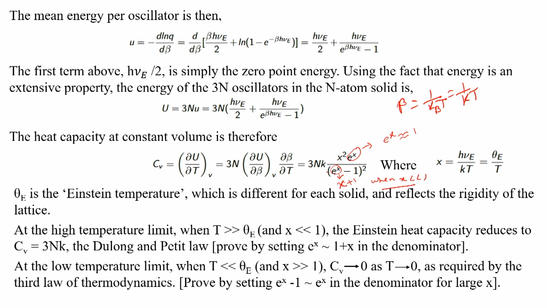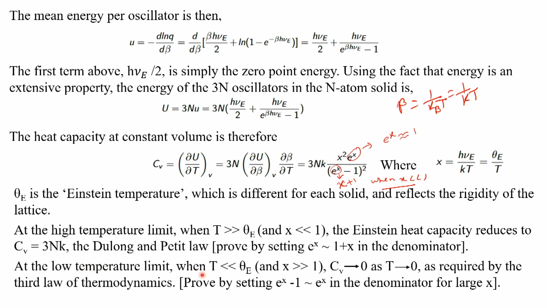So if we do it, in the denominator we get x square, in the numerator we have x square, they cancel each other, so you get 3N kB. 3N kB means Dulong-Petit's law. So when temperature is quite high compared to theta E, then this Einstein heat capacity of solid reduces to Dulong-Petit's law.